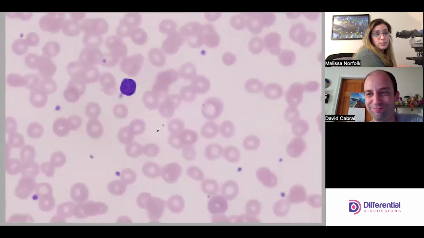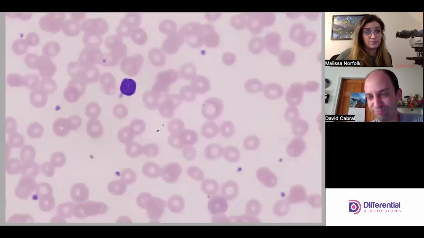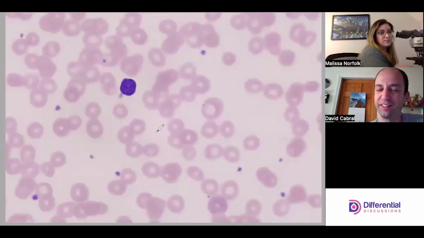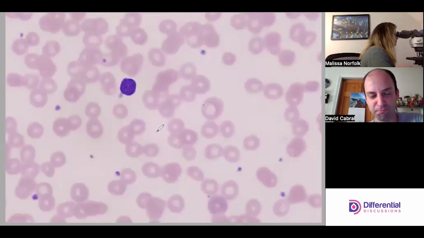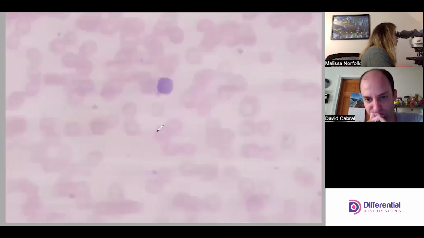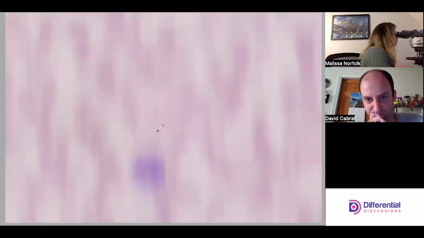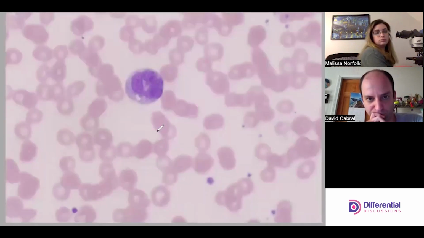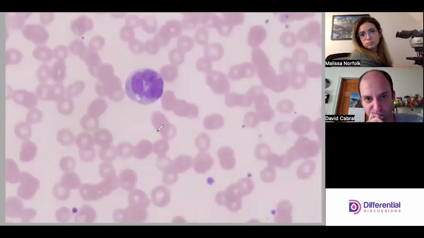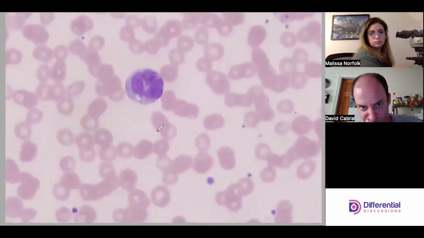So remember the other one we were wondering if it was a lymph? This one's, see, a nice small resting lymph as compared to the other one. Right. Yeah, this gives you more confidence in that call. Yeah. Mono. Looks like a mono.